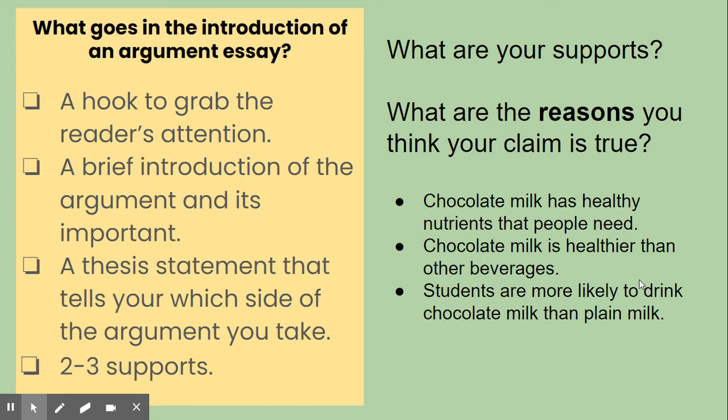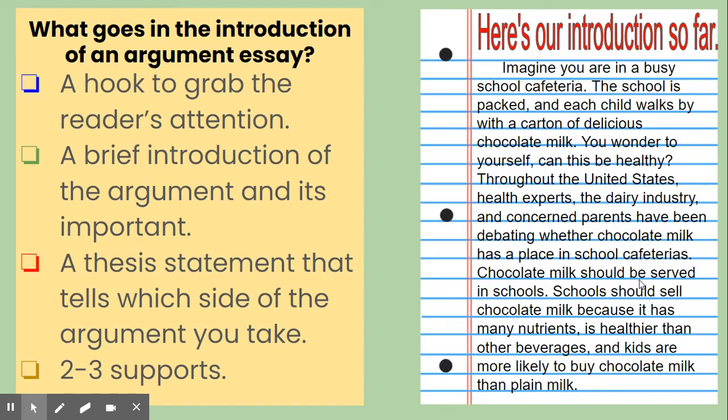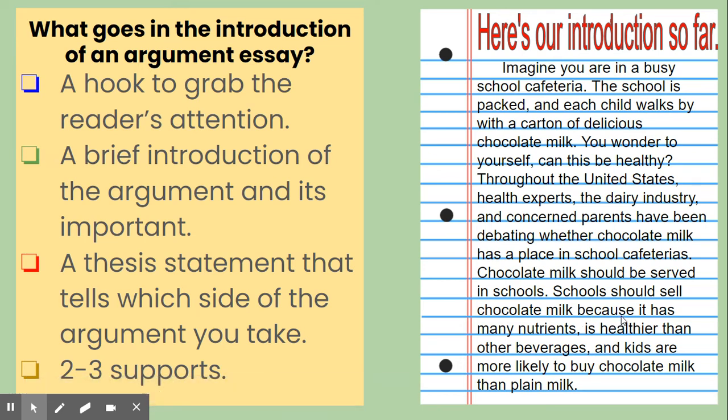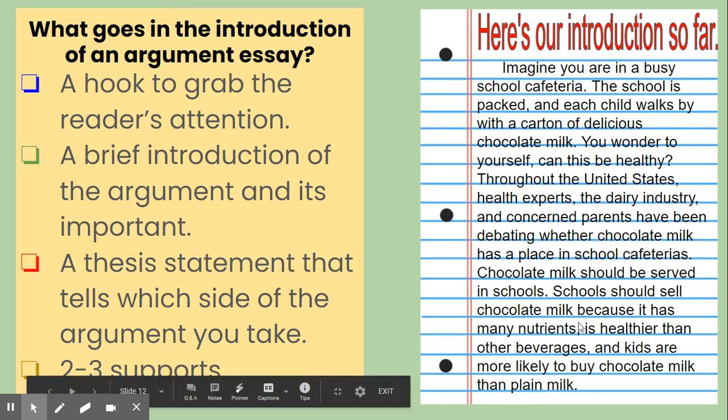Now, I don't want to add 3 sentences to my introduction, so I can combine these into one sentence. And I wrote, schools should sell chocolate milk because, which tells me it's leading into the reasons or the supports, it has many nutrients, it is healthier than other beverages, and kids are more likely to buy chocolate milk than plain milk. Now notice I listed my reasons in a series, so I added commas.